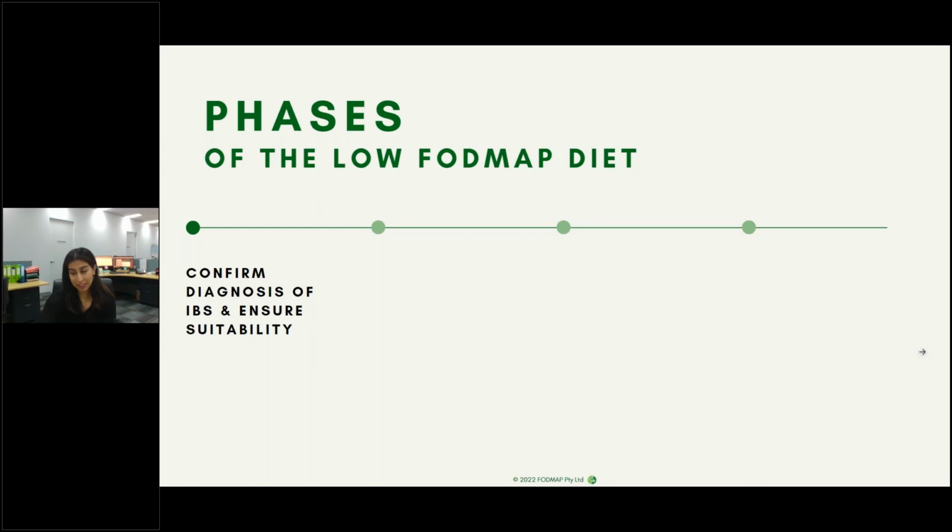As I mentioned, there are 3 phases of the low FODMAP diet, but before we discuss the 3 phases, we need to ensure that the person is suitable for the low FODMAP diet. This means confirming the diagnosis of IBS and ensuring this suitability, and this can be done via a nutrition assessment.